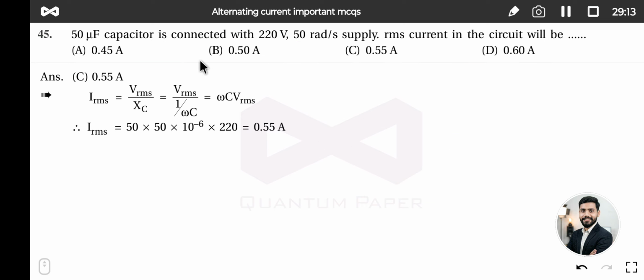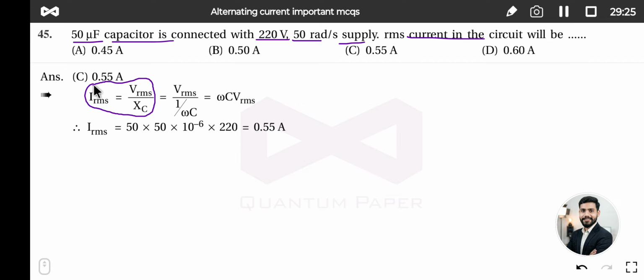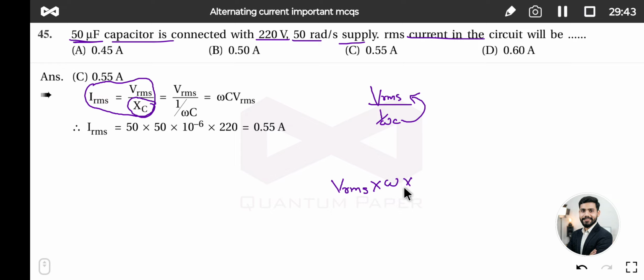A 50 microfarad capacitor is connected with a 220 volt supply with 50 radian per second. The RMS value of the current will be? Okay, so the formula of IRMS is nothing but VRMS upon resistance. In this case, resistance is nothing but XC because a capacitor is connected. So VRMS upon XC. XC formula is 1 upon omega C. So the denominator of the denominator will go in the numerator. So VRMS multiplied by omega times C.